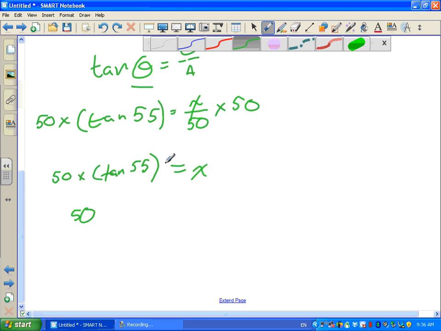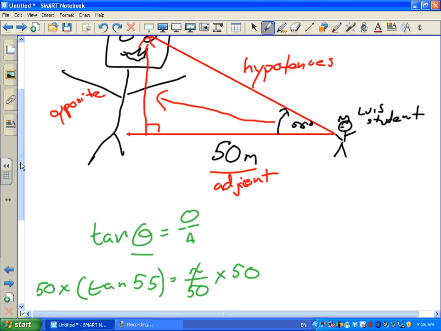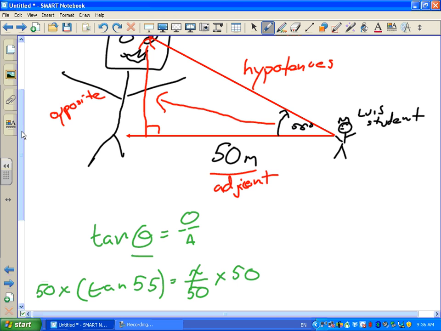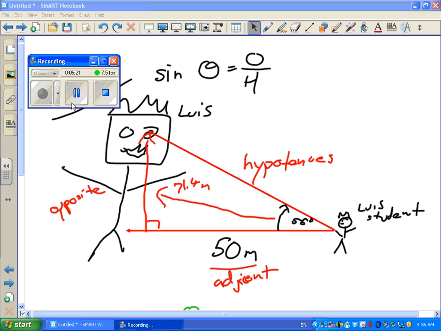50 times tangent 55 is equal to 1.42, we'll say. 1.42 times 50 equals x. So x equals 71.4. What that means is from the monster's hip to his eyeball, it is 71.4 meters high. The monster Lewis's hip to his eyeball, 71.4 meters high. Do you have any questions about how we set up that triangle?